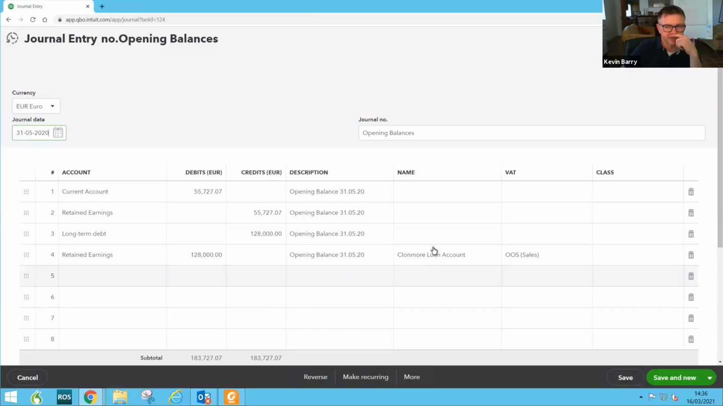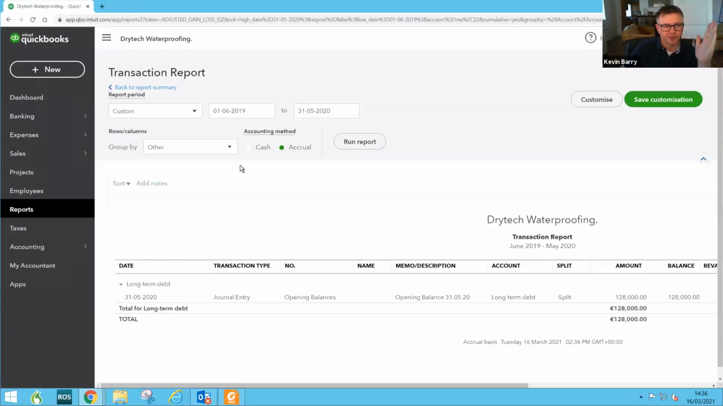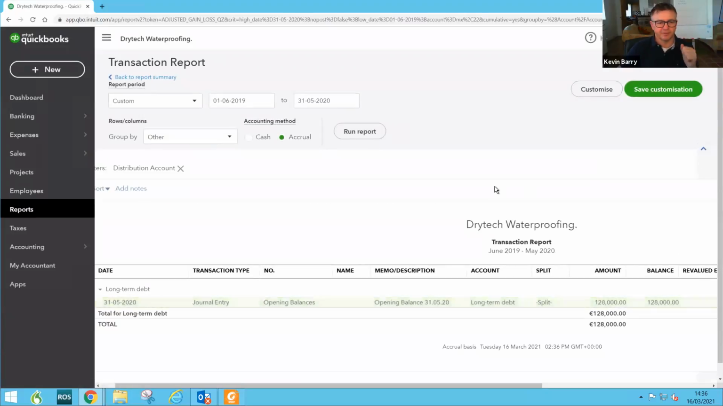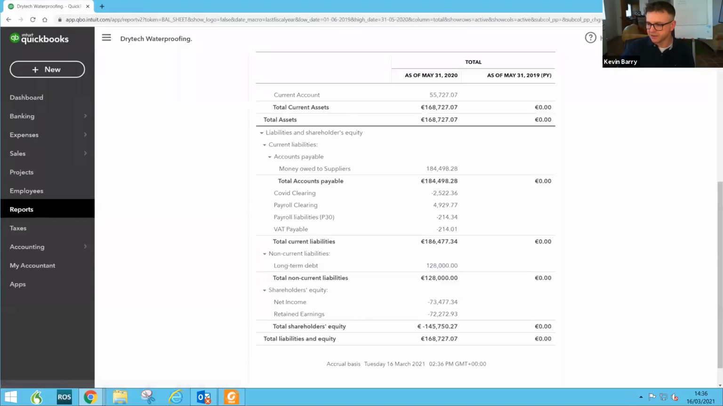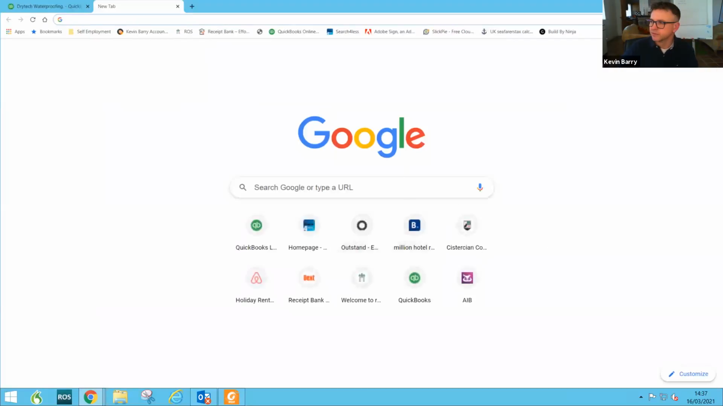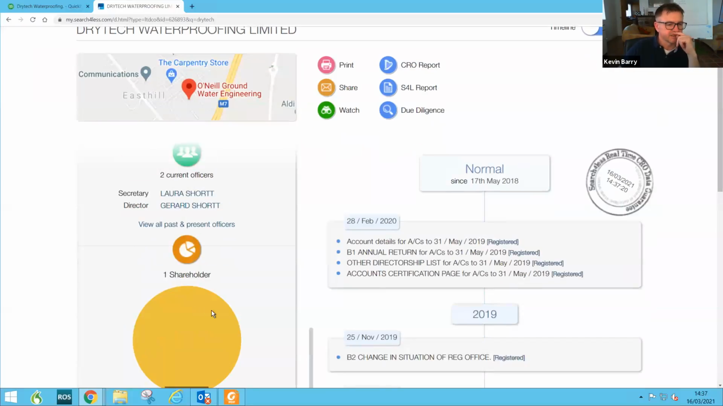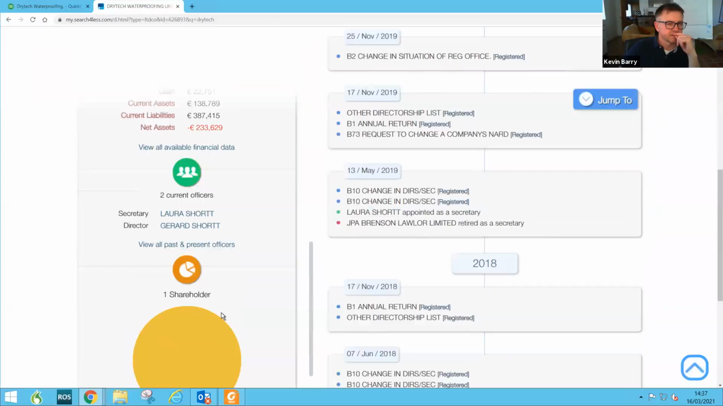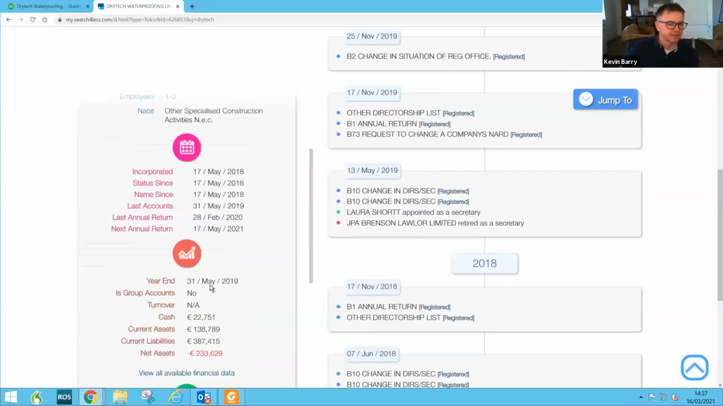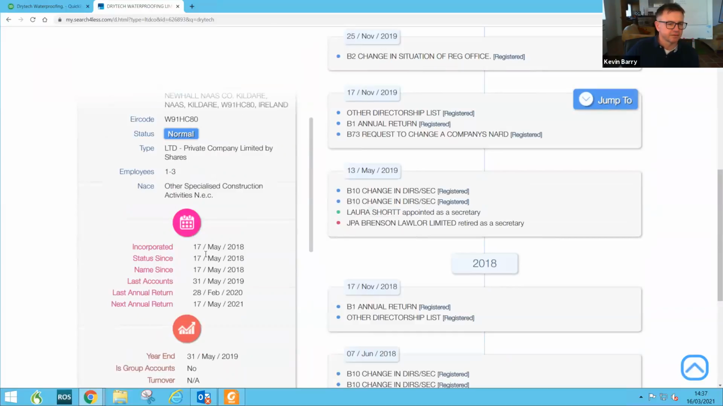Yeah, it doesn't actually say. So just the opening position, if this is a brand new company, the opening position to match wherever the previous set of accounts had. Just going to look online fast, Drytech Roofing. Yeah, so I see here it was set up in 2018, I think. So 19 and 20, so there's 2 years.